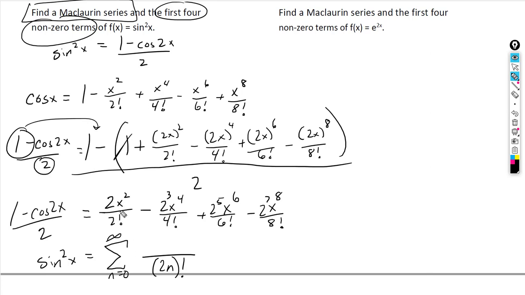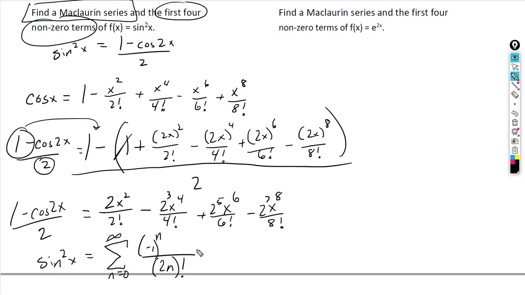The numbers as well alternate, so I need -1 to some power. Because the first one is always positive in this case, it's going to be an n. If the first one was negative, then it would be like n minus 1, or 2n plus 1, or some version of that. Now what?